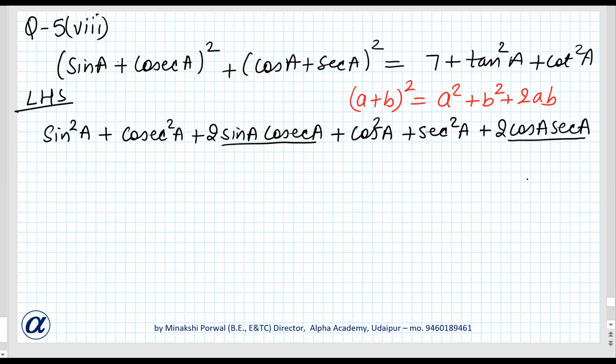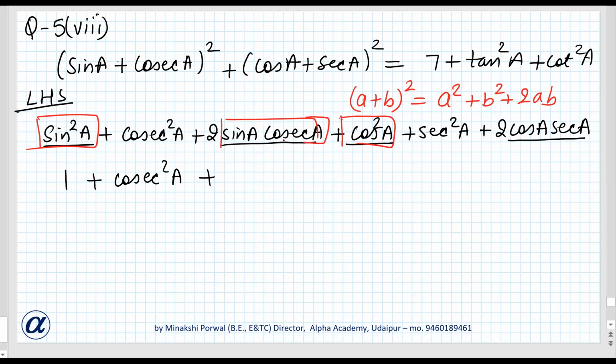Okay. So I am rewriting this step now. We know that sin square a plus cos square a is 1. This identity I am putting, plus cosec square a, plus sin a into cosec a is also 1, so I am writing it only 2. Plus cos square a we have already used in the sin square a identity, so I am not writing it again, only sec square a and 2 cos a sec a. Cos a sec a is 1, so only 2. So it is 1 plus 2 plus 2, that is equal to 5, plus cosec square a plus sec square a.